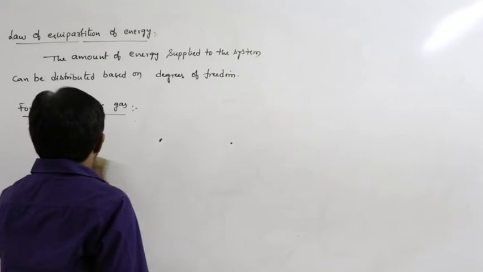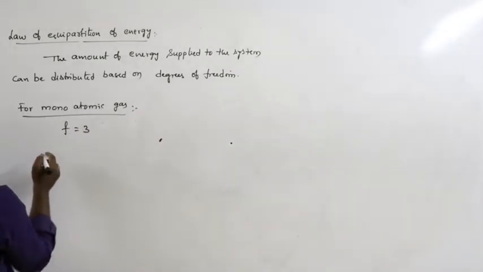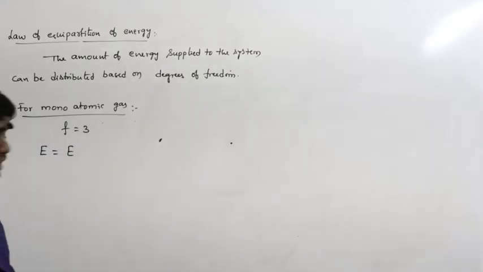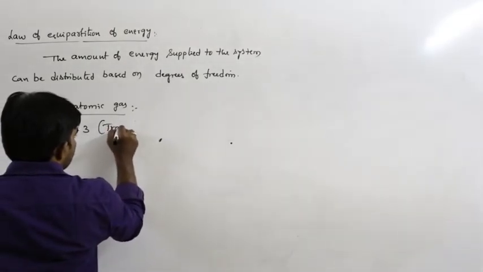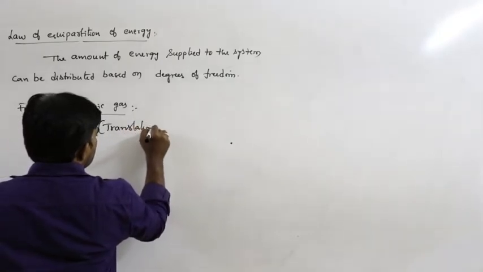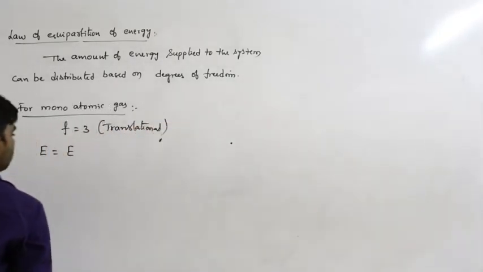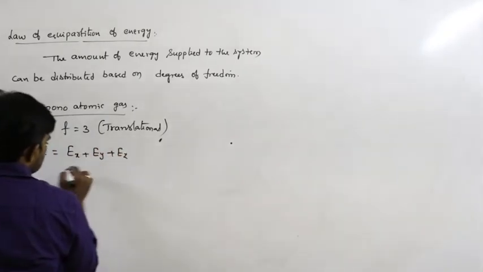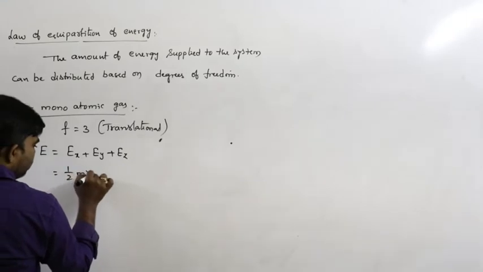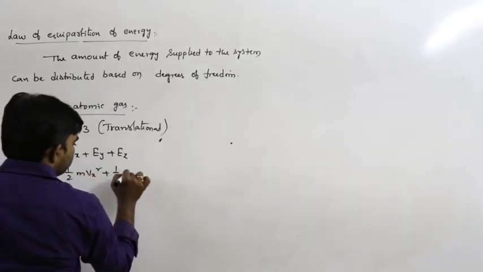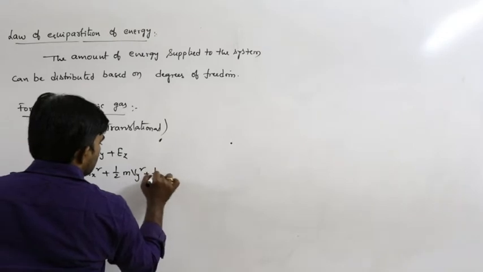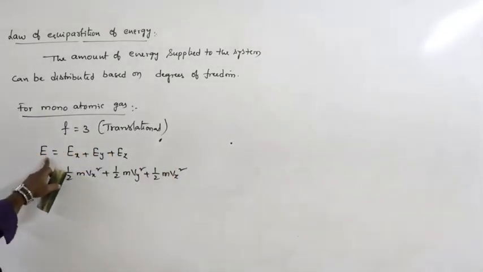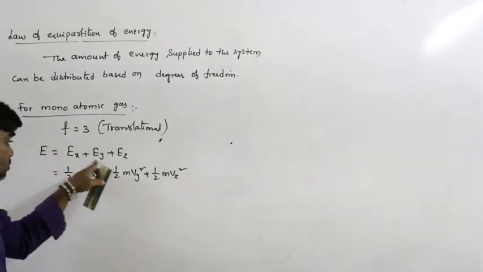Okay, well and good. How is the energy distributed? The total energy supplied: there are 3 degrees of freedom, and all 3 are translational degrees of freedom. That means energy is distributed along the x-axis, y-axis or z-axis. So that means half m vx square plus half m vy square plus half m vz square. So whatever energy is supplied can be distributed in this way.